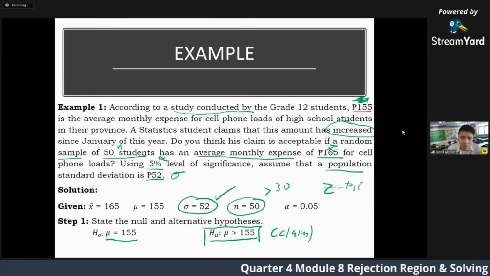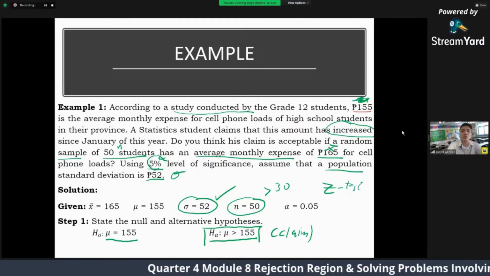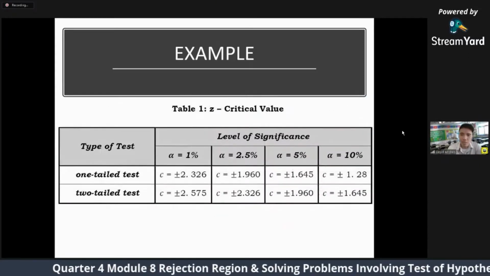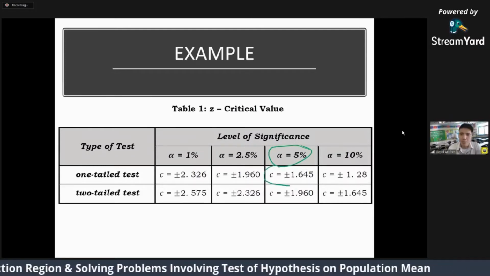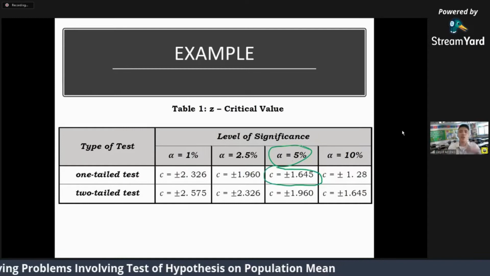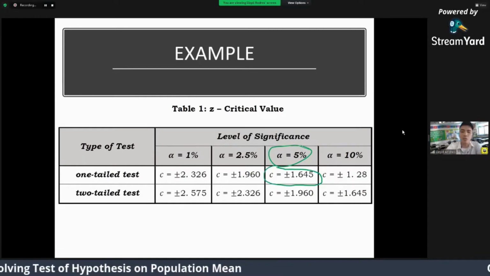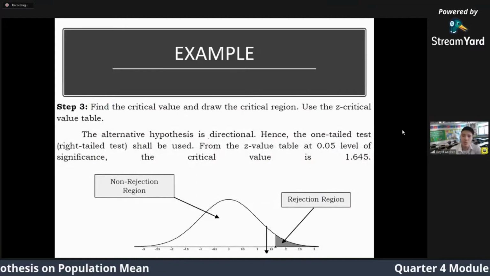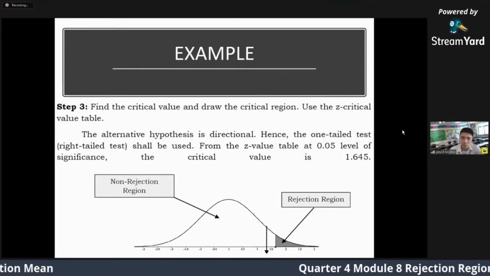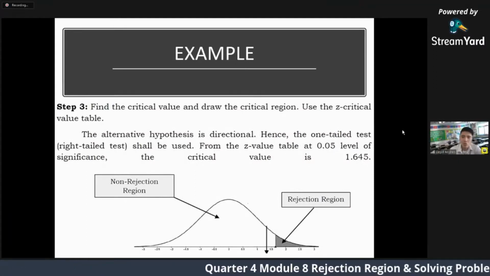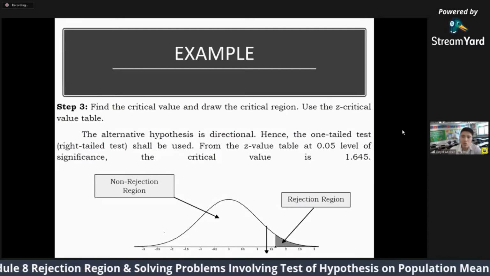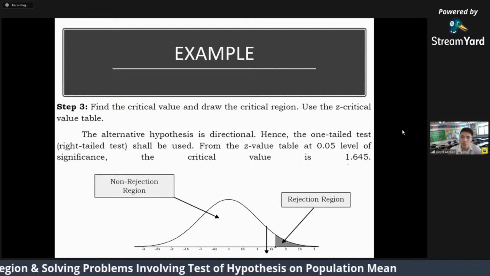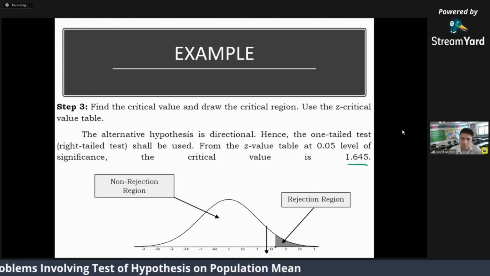One tail, tapos ang atong alpha is 5%. Alpha nato is 5% nara, and one-tail test nara. So, duha ang possible values, positive or negative, but since greater than, positive ato ang gamiton. So, mao na ni karon ato ang critical region. So, atong critical region, our graph. So, kung tanaw na to, ato ang critical value is 1.645 na ara diri.